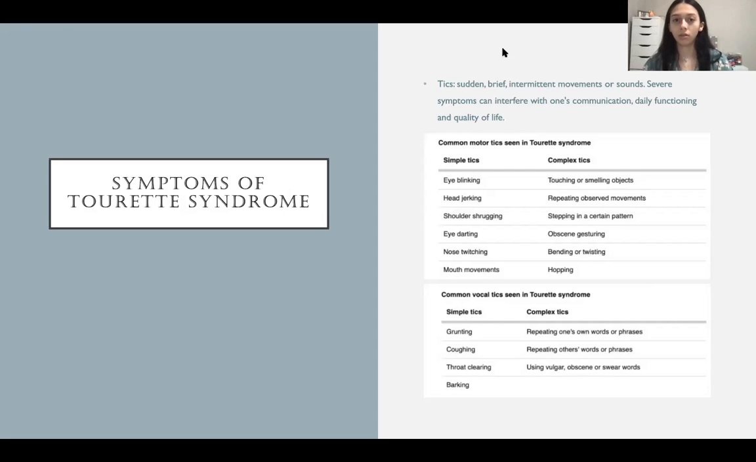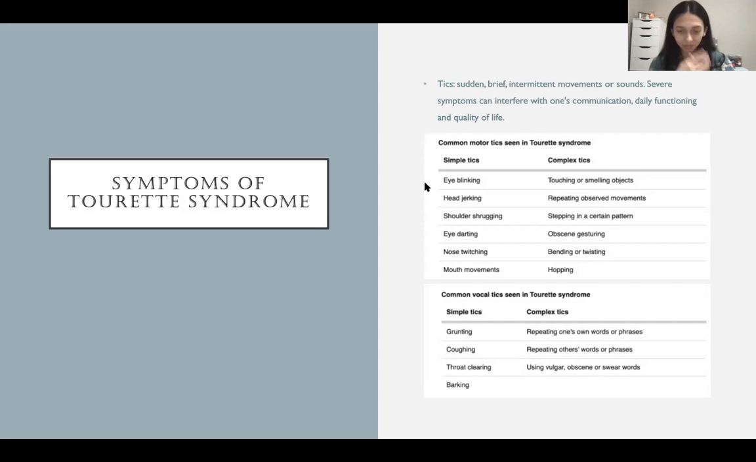I'm sorry, I'm just going to move this over here. Right there. Okay, so tics, like I said, are sudden, brief, intermittent movements or sounds. Severe symptoms can interfere with one's communication, daily functioning, and quality of life. So the first one right here is motor tics, the simple ones and the complex ones.